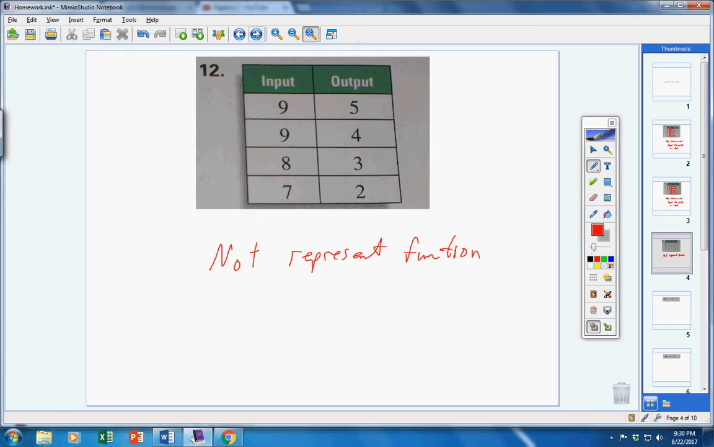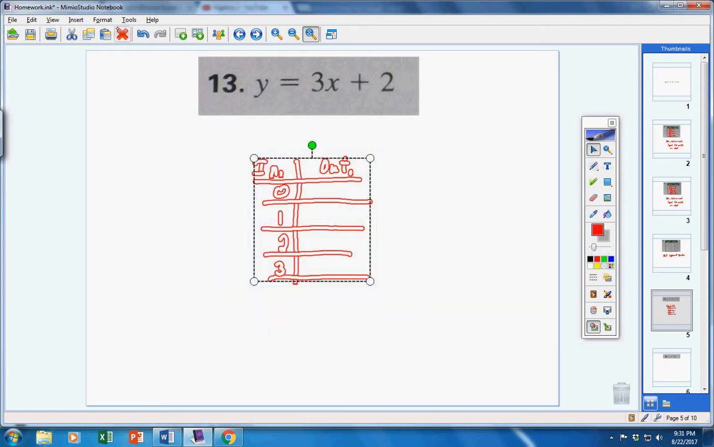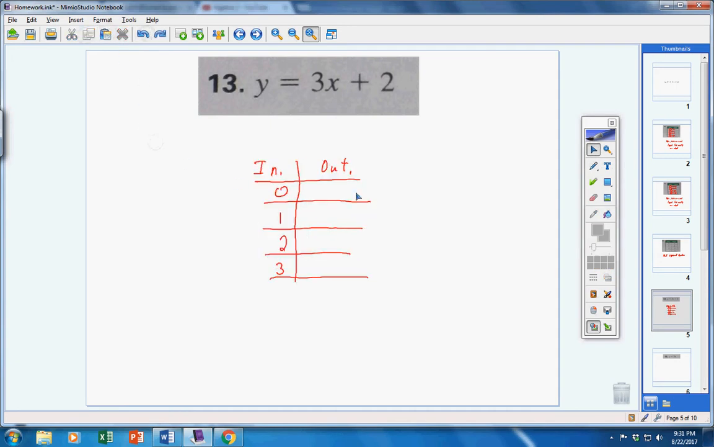Okay, numbers 13, 15, and 17, they want us to make an input-output table. Okay, so I'm going to put N, abbreviated out. I'm going to make an input-output table for this function. Not being very neat, but that's good enough. And if you'll look at the directions carefully, students, it says to use 0, 1, 2, and 3 for your input. Okay, so that's going to be our input, and we're going to use that in our equation. So my input, we studied this in your notes, remember. Input is almost always your x, output is almost always your y.